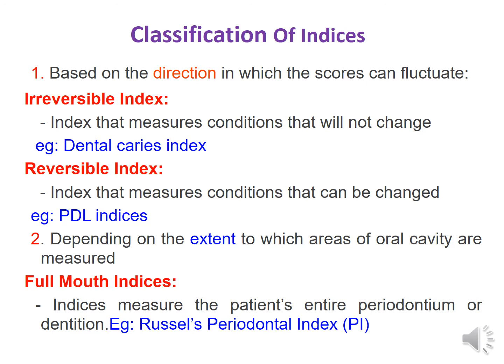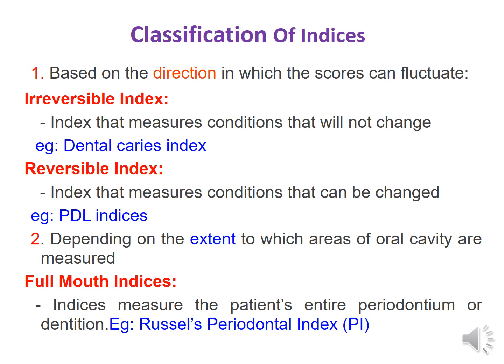Okay, now we come to classification of indices. 1. Based on the direction in which the scores can fluctuate, it is either an irreversible index, an index that measures a condition that will not change. Example, dental caries index, DMFT. Or a reversible index, an index that measures conditions that can be changed. Example, periodontal indices.